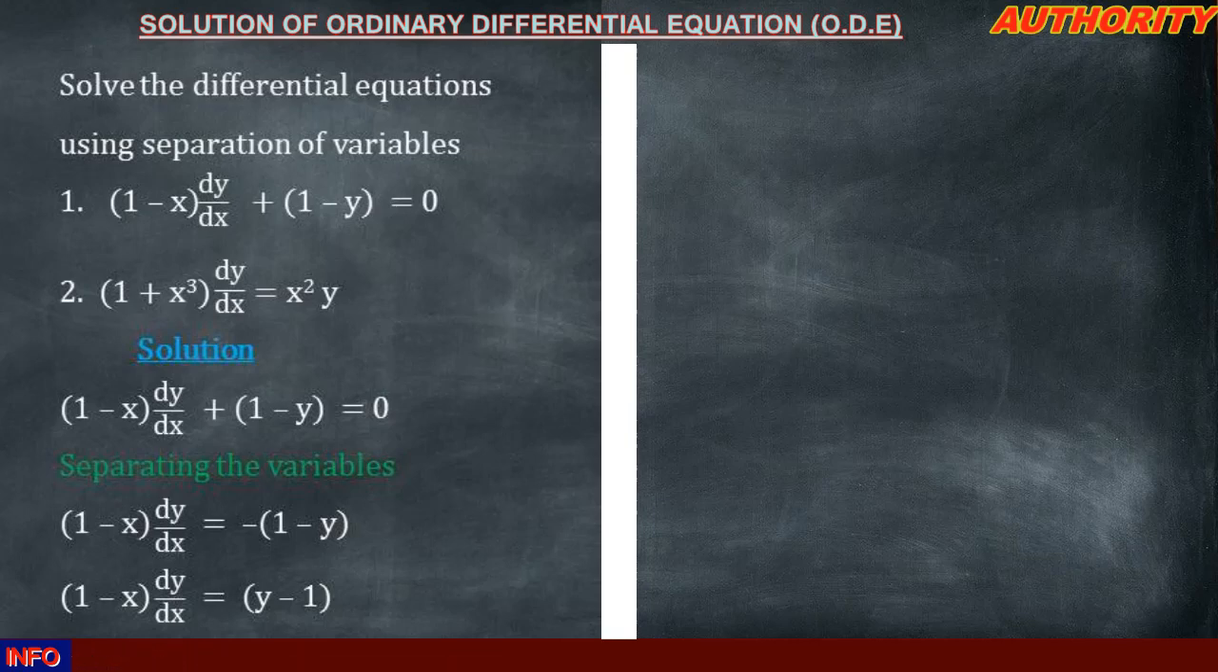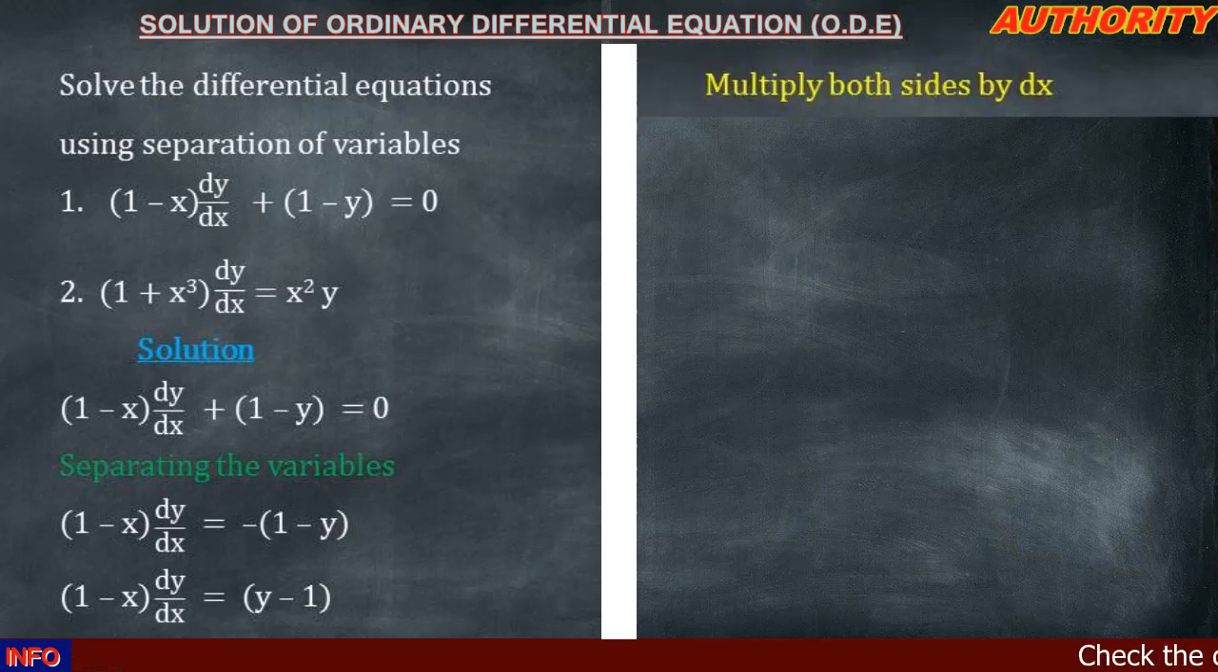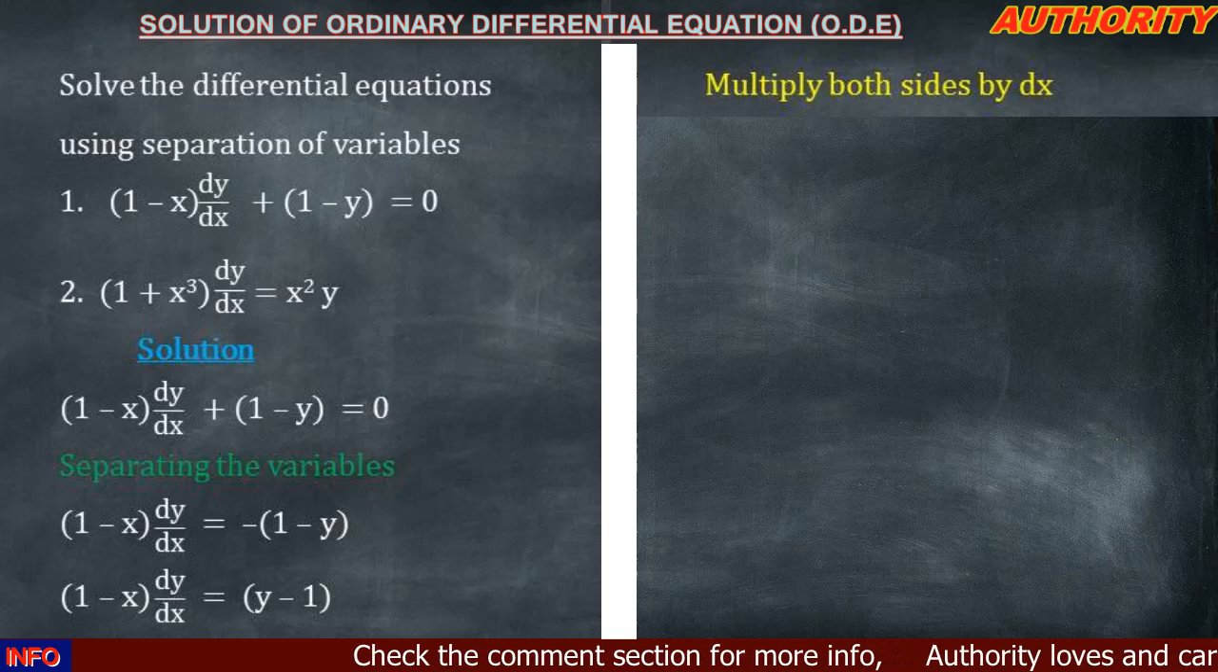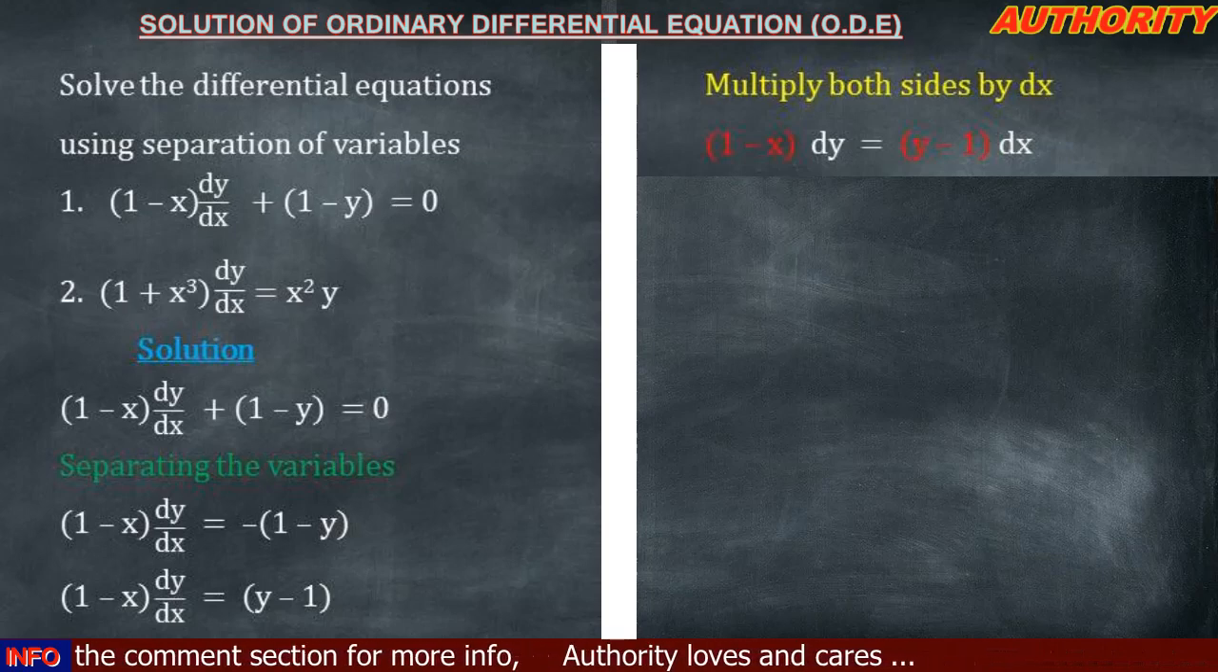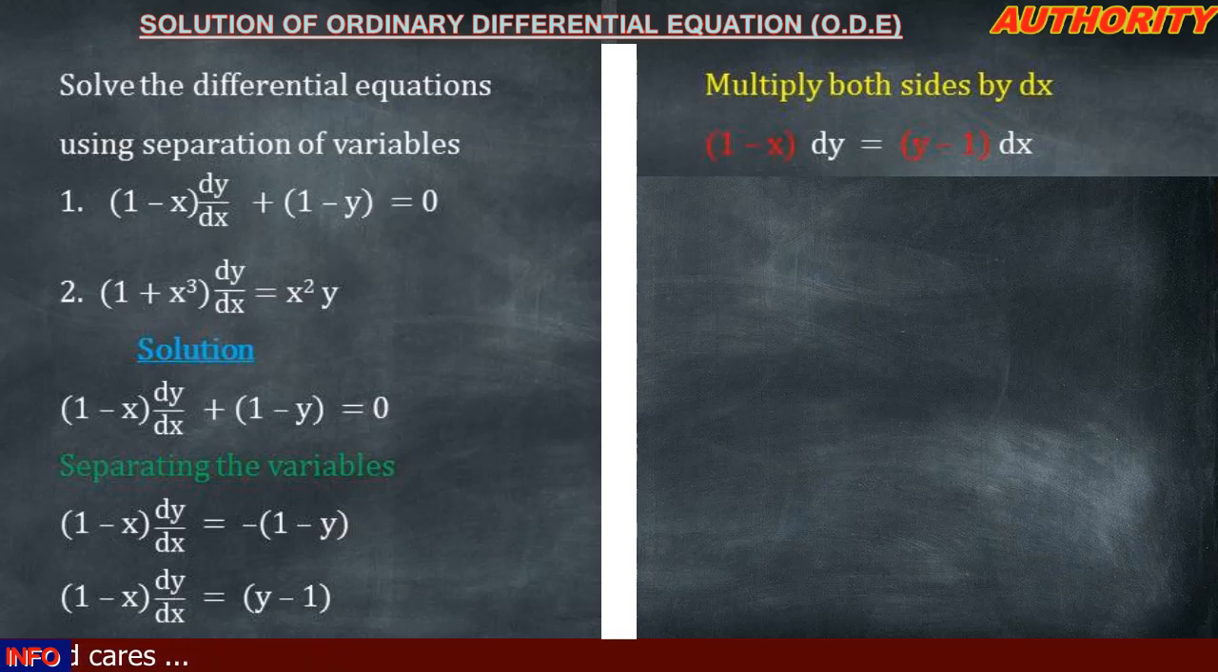The next thing we are going to do is to multiply both sides by dx. We multiply the left-hand side by dx and the right-hand side by dx. We want it to be linear. When we do so, the dx on the left-hand side cancels the dx in the denominator. After the cancellation, we have (1 - x) dy = (y - 1) dx. Looking at the left-hand side, we have (1 - x) dy, and we only want y on this side. That means we are going to remove (1 - x), so we divide both sides by this (1 - x).